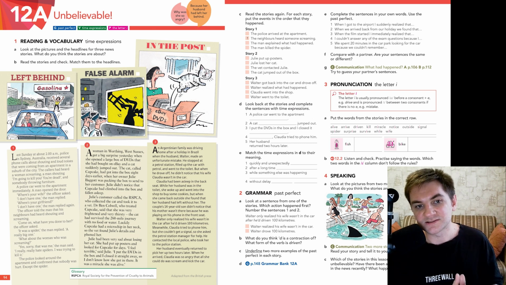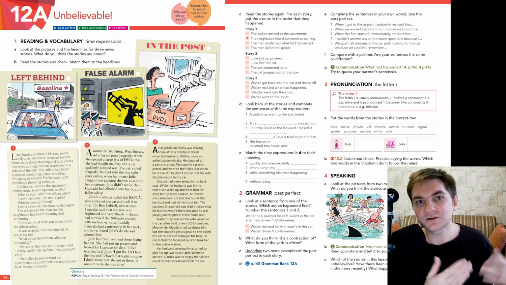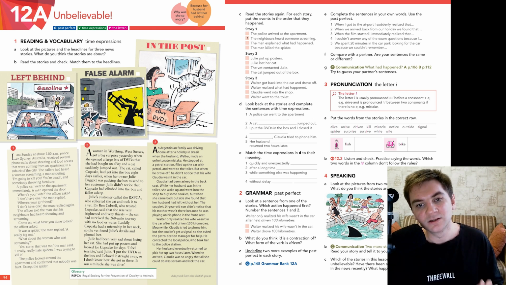There are 4 parts in today's lesson, and this lesson begins with reading and vocabulary, where you read 3 stories and put the events in the stories in the correct order. What happened first, what happened later. You also study time expressions in the stories. In grammar, you're going to look at the past perfect, a new tense for you that helps you to order events while telling or writing a story.